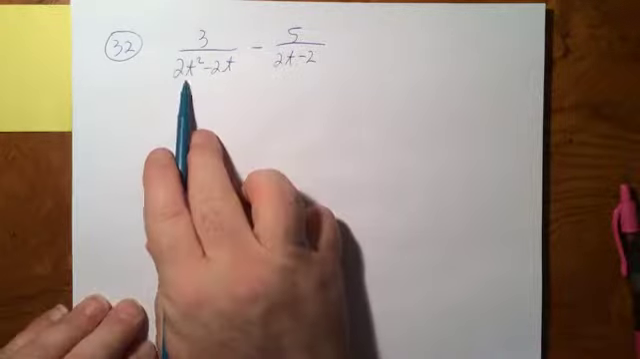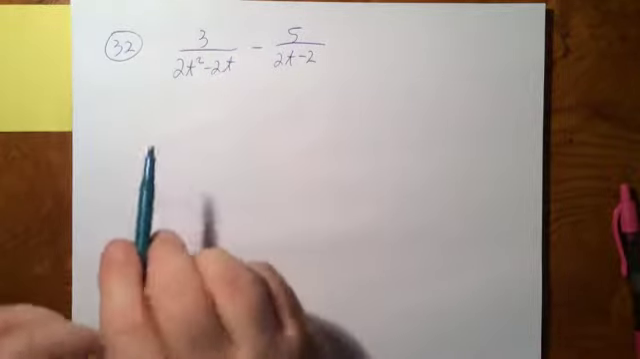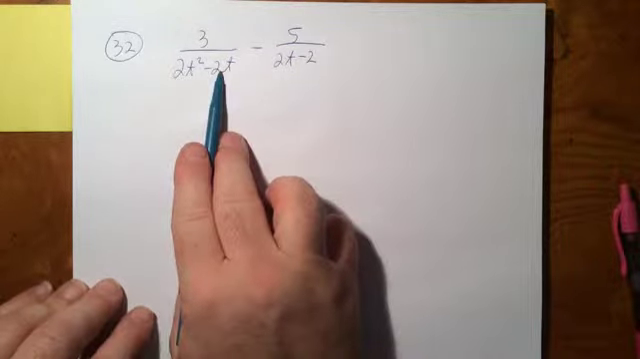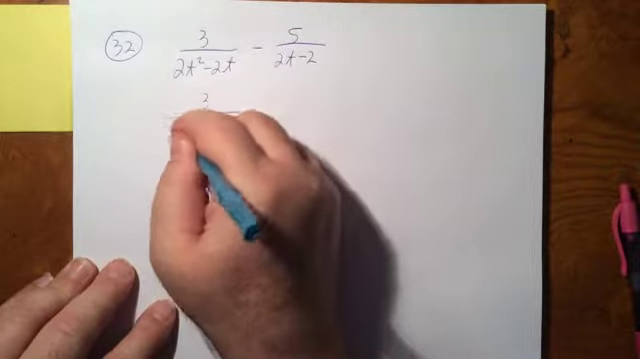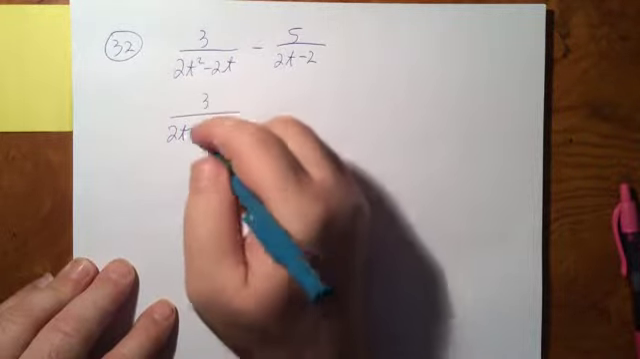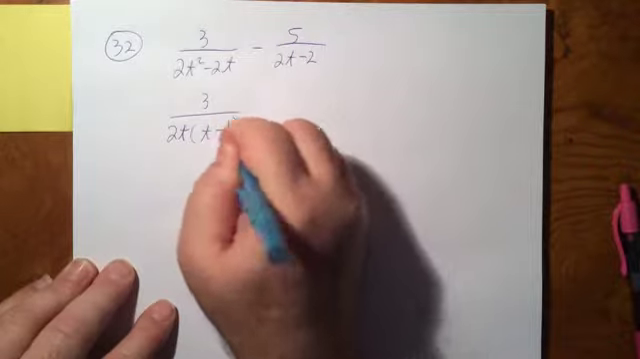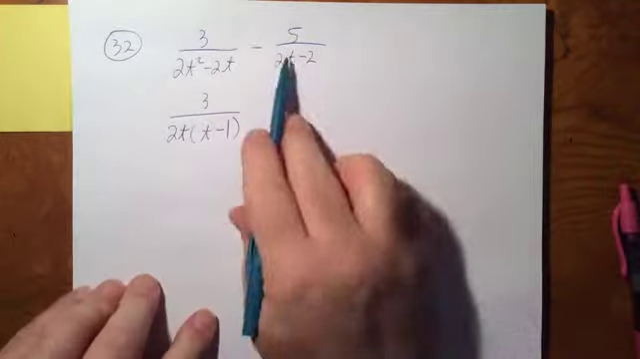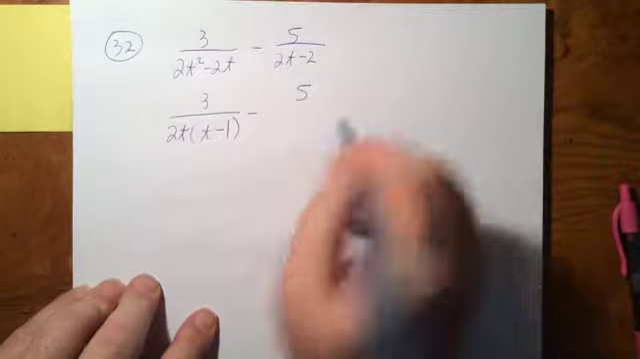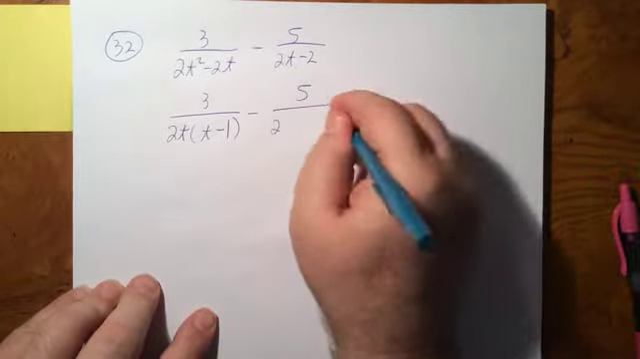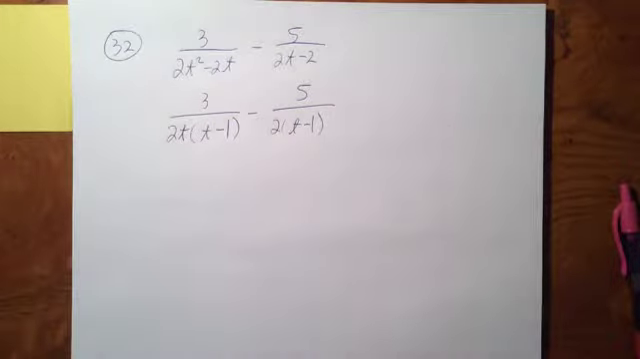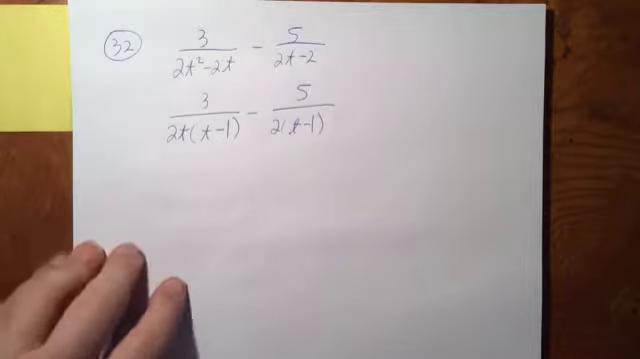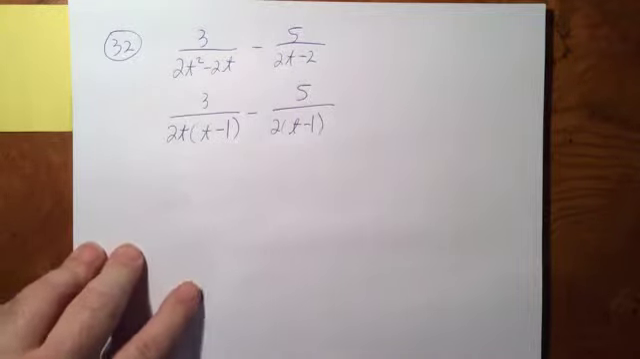What I can do with this problem is factor out the greatest common factor of 2t. When I do so, that's going to give me a factor of t minus 1. Over here in the second problem, if I factor out a 2, that's going to give me 2 times t minus 1. So this is the first time now that we're seeing common binomial factors. And actually, I think this may work out to be a type 2 problem.